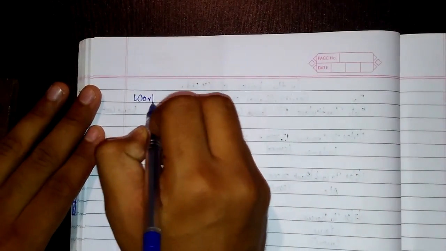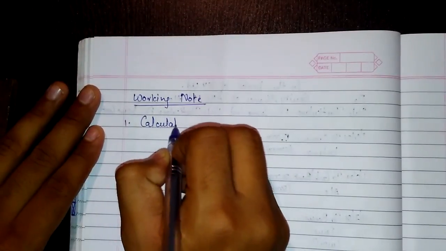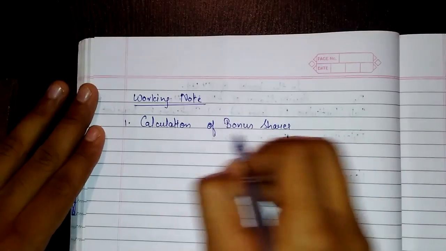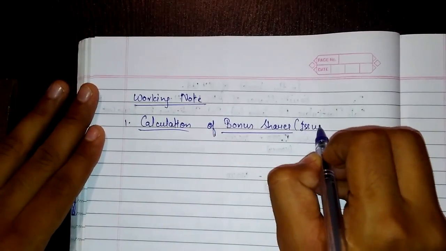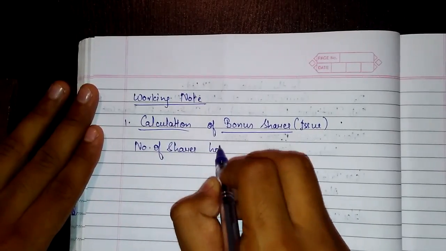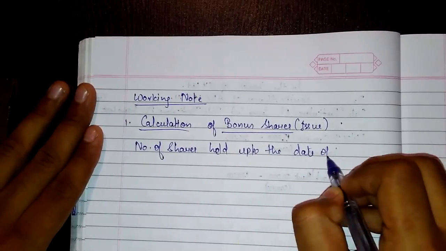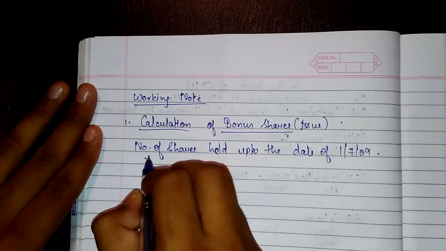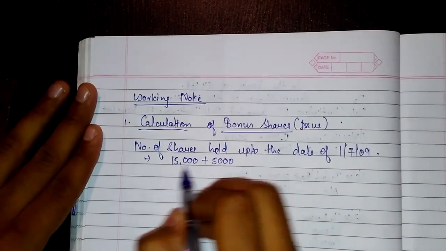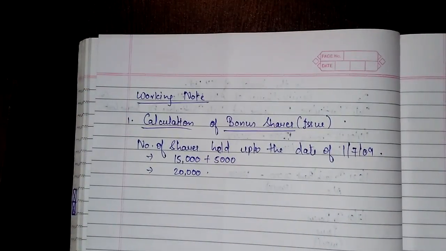Write working note 1, calculation of bonus shares or issue, whatever. Number of shares held up to the date of 1709 is the opening stock, that is 15,000, and we have purchased 5,000, which is equal to 20,000 equity shares we are holding up to the date of 1709.